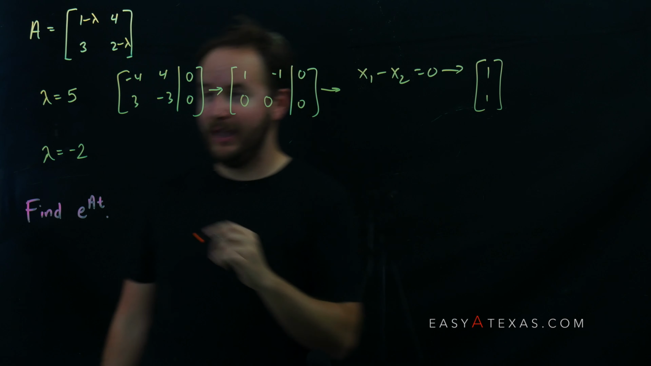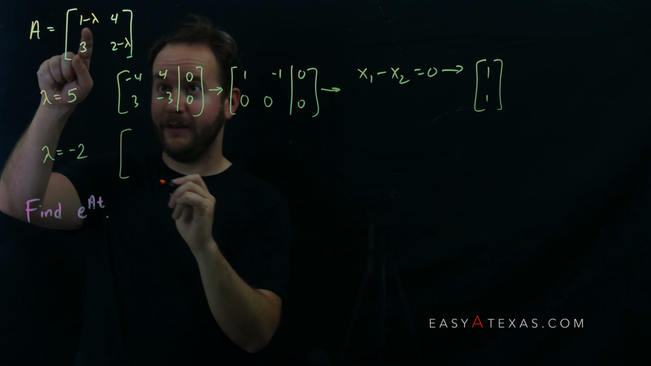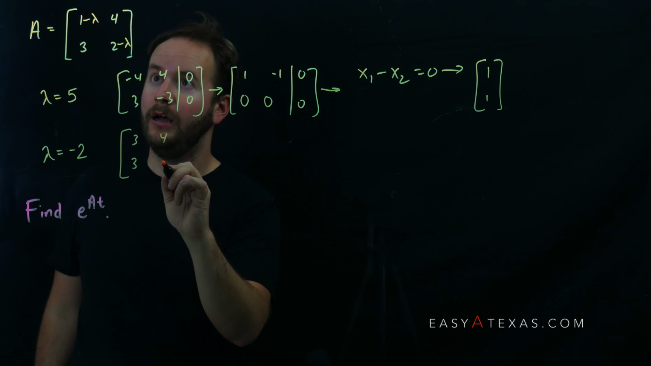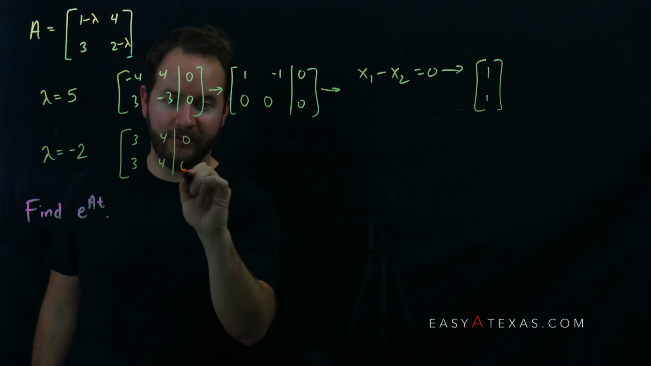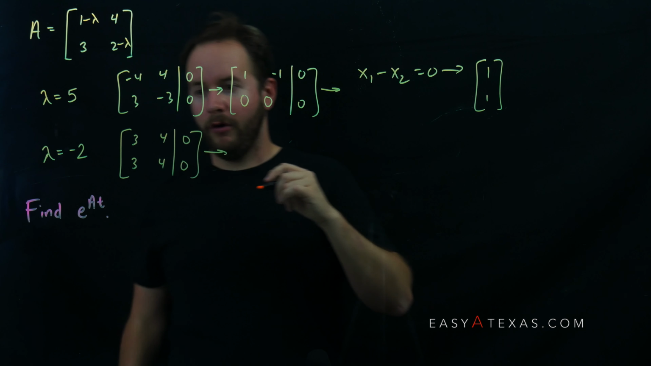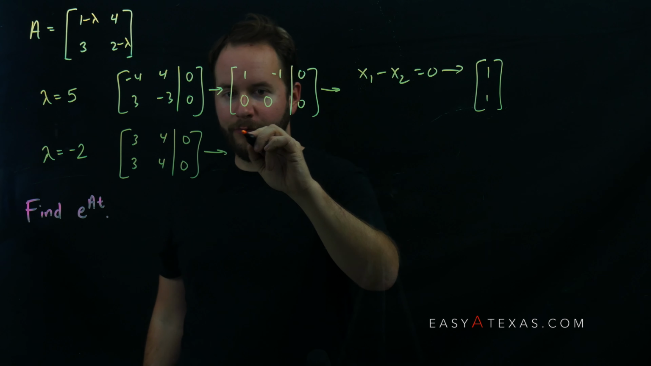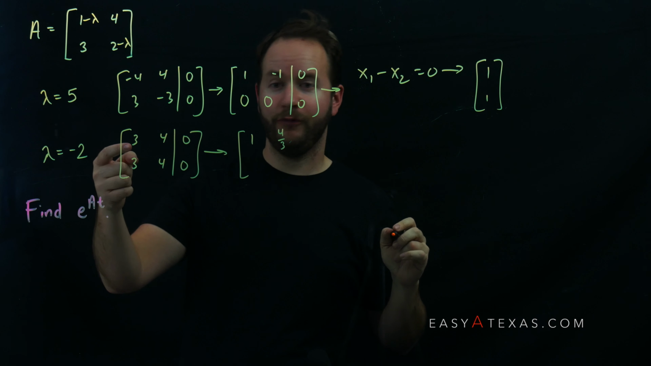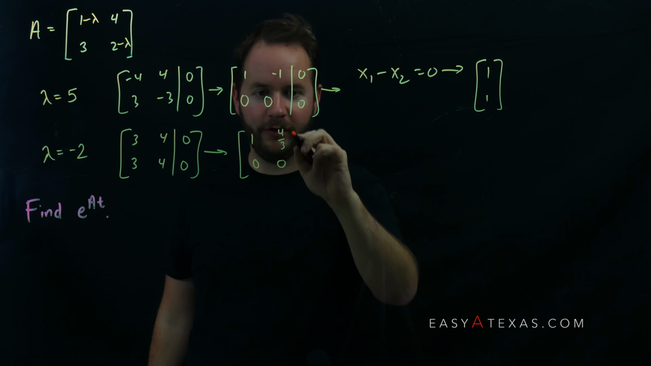Now if I do the same thing for lambda equals -2, if I plug -2 into the lambda subtracted matrix, I get 3, 4, 3, 4, column augmented with zeros. Then I'm going to row reduce. I'm going to divide this first row by 3, giving me 1, 4/3, and I could have obviously subtracted this first row from the second row, getting me 0, 0 down below.